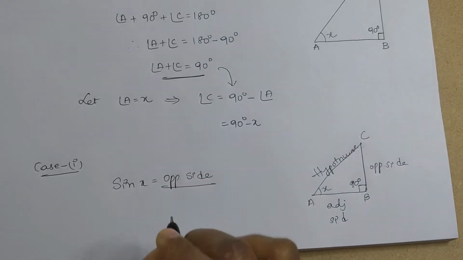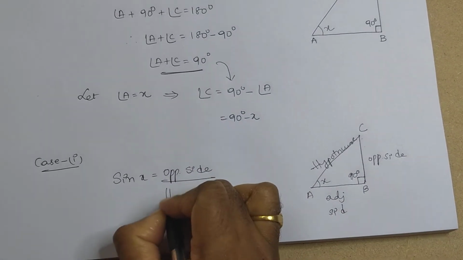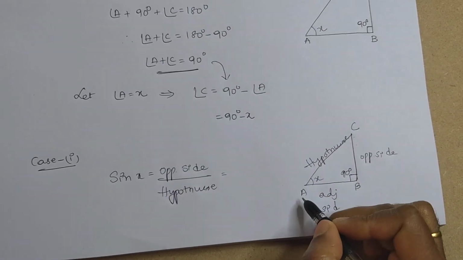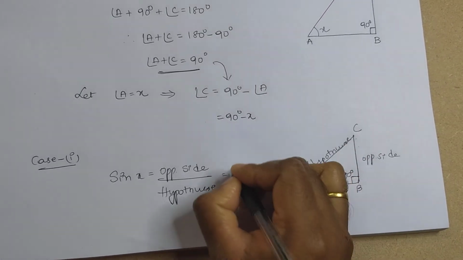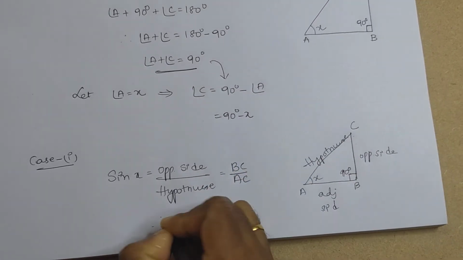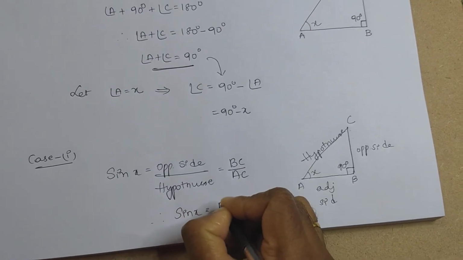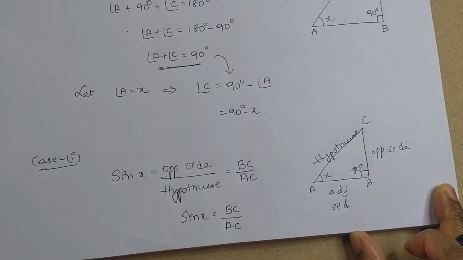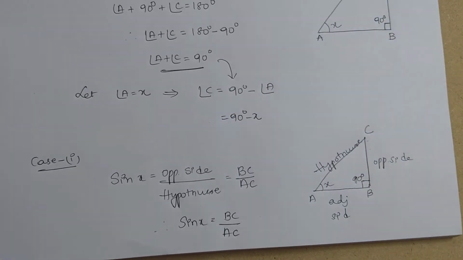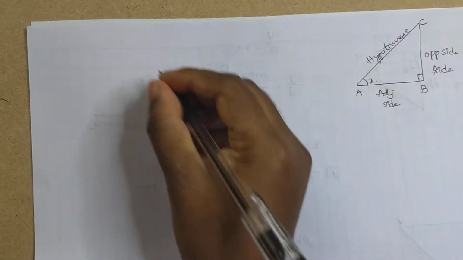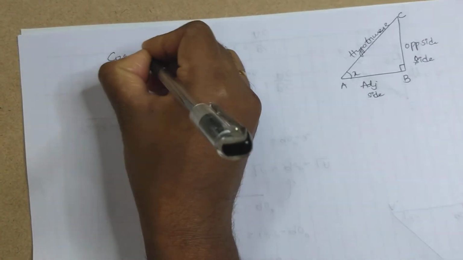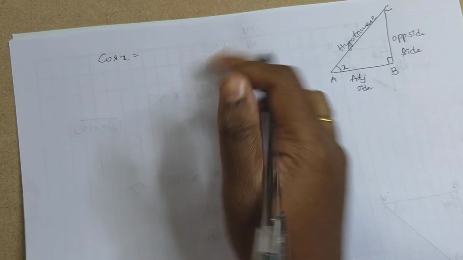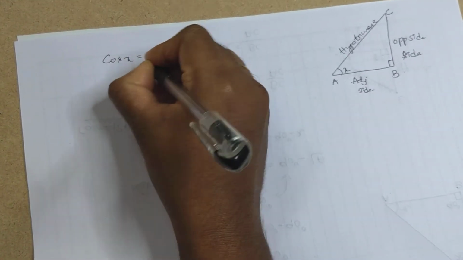From the next trigonometric ratio, I will put the sides directly. Opposite side by hypotenuse. What is the opposite side for sin x? It is BC by AC. Correct? Therefore, sin x equals BC by AC. In the same way, let's write it for cos, tan, cot, secant and cosecant. Cos x equals adjacent side by hypotenuse, right? So you can write directly as AB by AC. Cos x equals AB by AC.